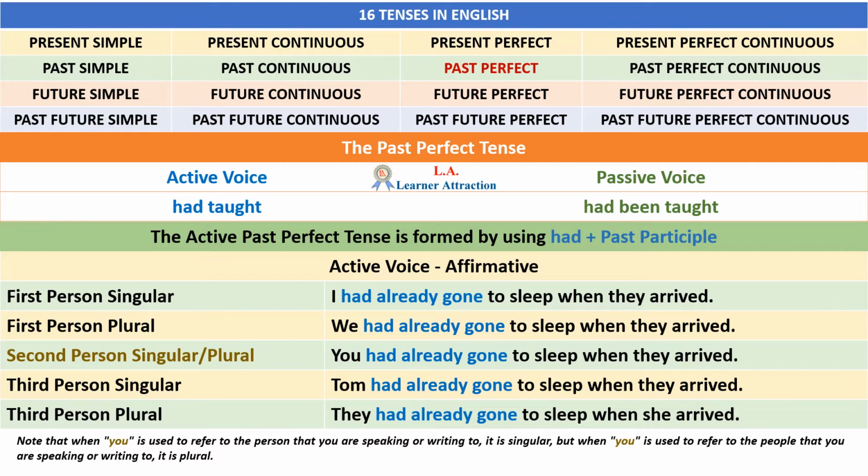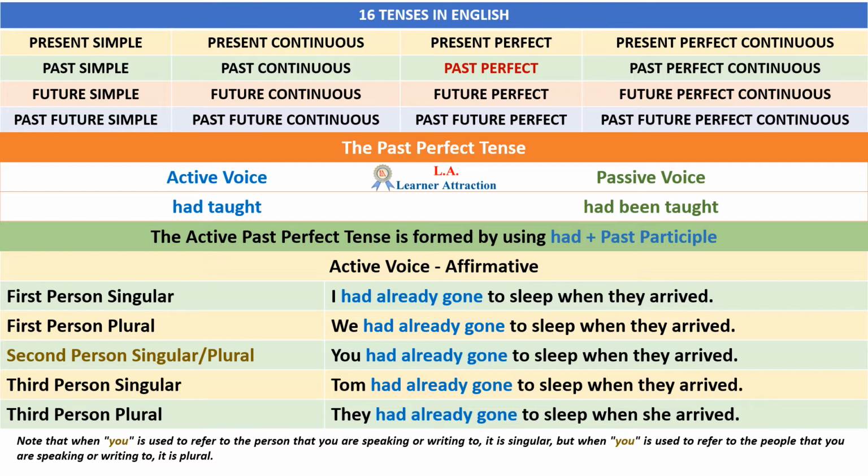Now let's look at the past perfect tense. Active voice, had taught. Passive voice, had been taught. The active past perfect tense is formed by using had plus past participle. Active voice, affirmative. First person singular. I had already gone to sleep when they arrived. First person plural. We had already gone to sleep when they arrived.